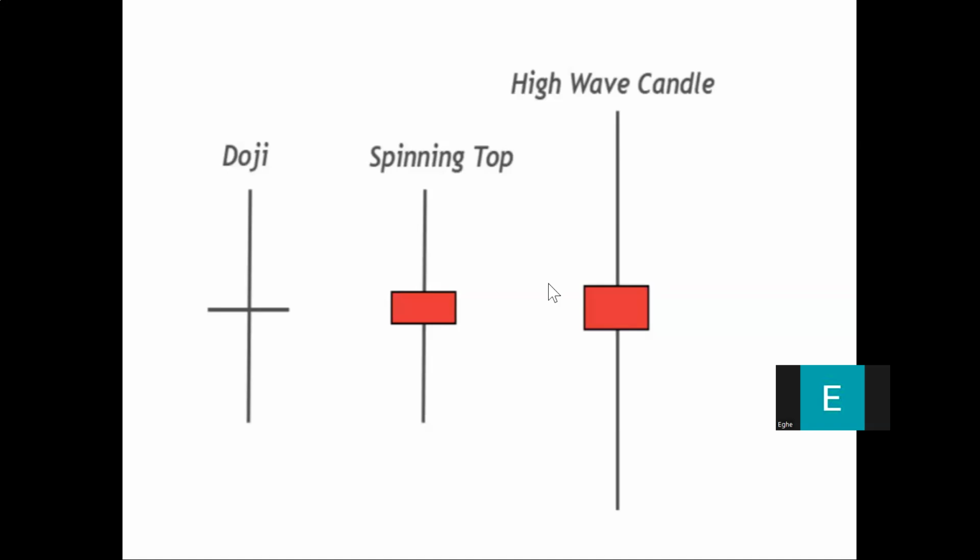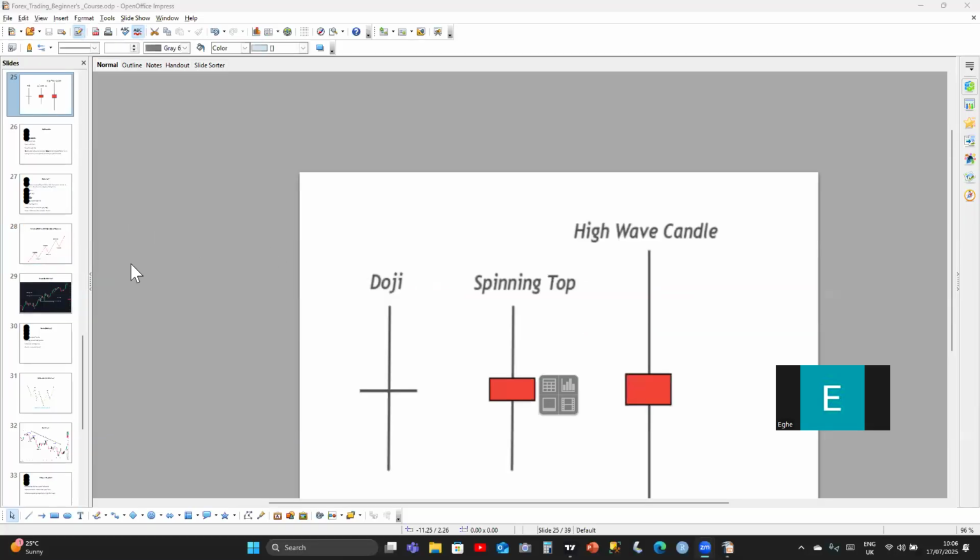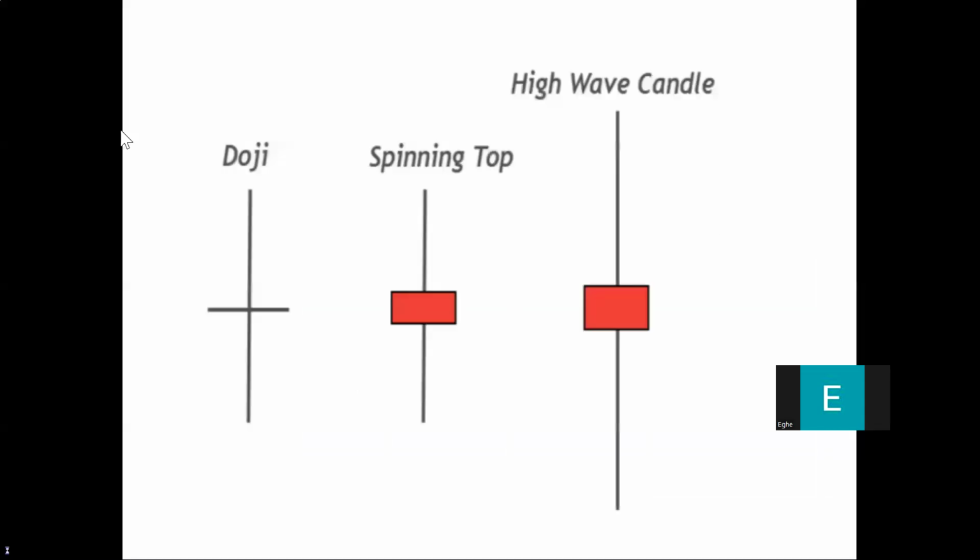So this is where we left off in our last session. We're talking about the indecision candlesticks. All right, the indecision candlesticks. We talked about the doji, then the spinning top, and the high wave candlestick.